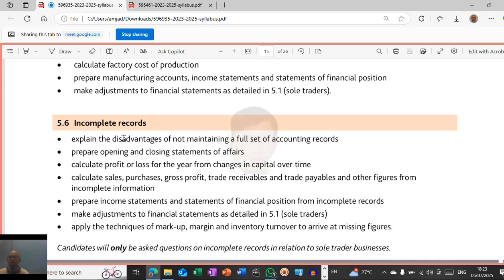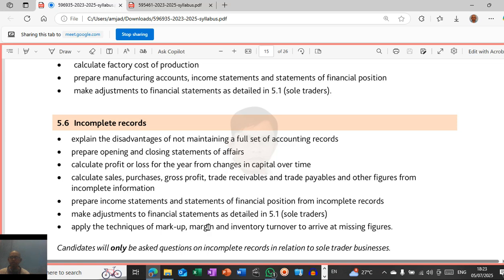Then incomplete records. Explain the disadvantages of not maintaining a full set of accounting records. Prepare opening and closing statements of affairs. Calculate profit and loss for the year from the changes in capital over time. Calculate sales, purchases, gross profit, trade receivables, trade payables and other figures from incomplete information. Prepare the income statement and statement of financial position from incomplete records, and make adjustments to financial statements as detailed in 5.1.